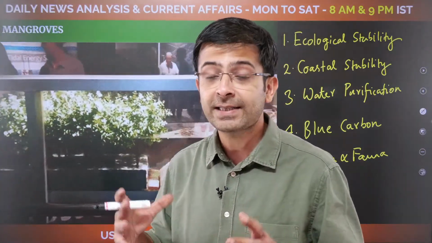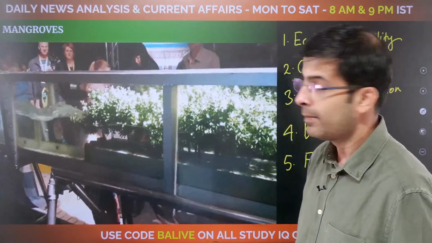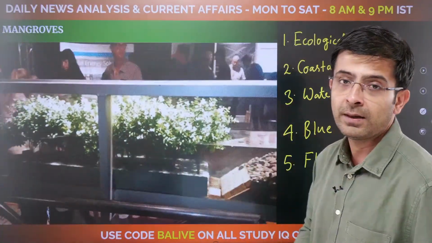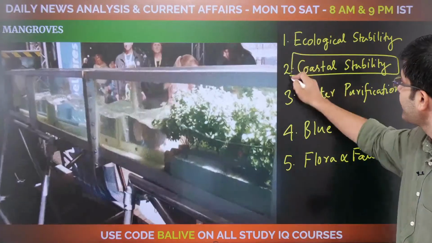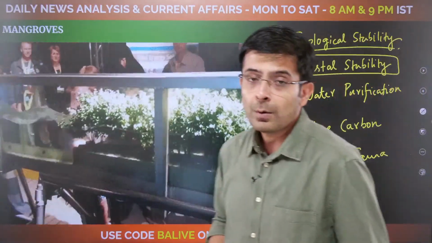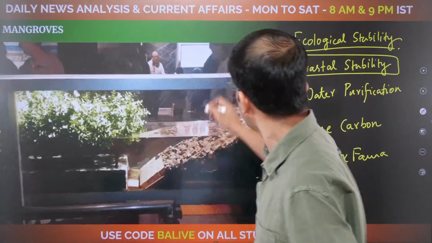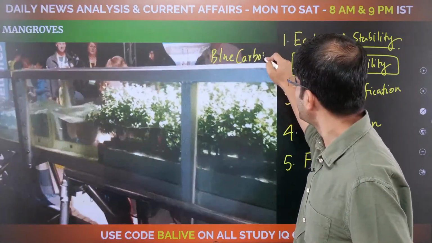Why is that happening? Because of extensive conservation, protection of the mangroves, their ability to withstand such forces from the sea, protecting the land behind them is of extreme importance, which means they provide coastal stability, right? They also provide ecological stability. How? Well, again, they store carbon. Blue carbon is the concept that you should know.